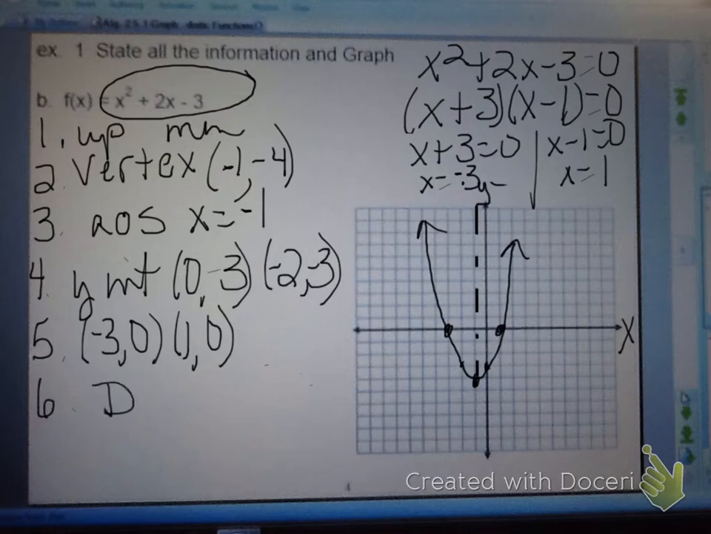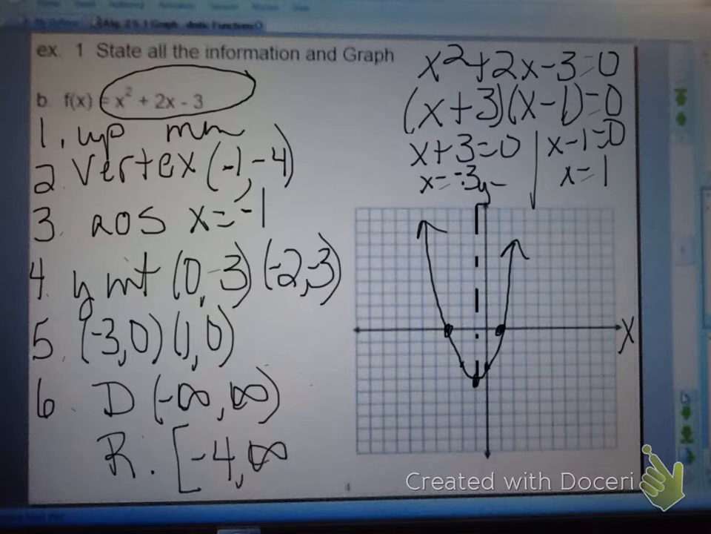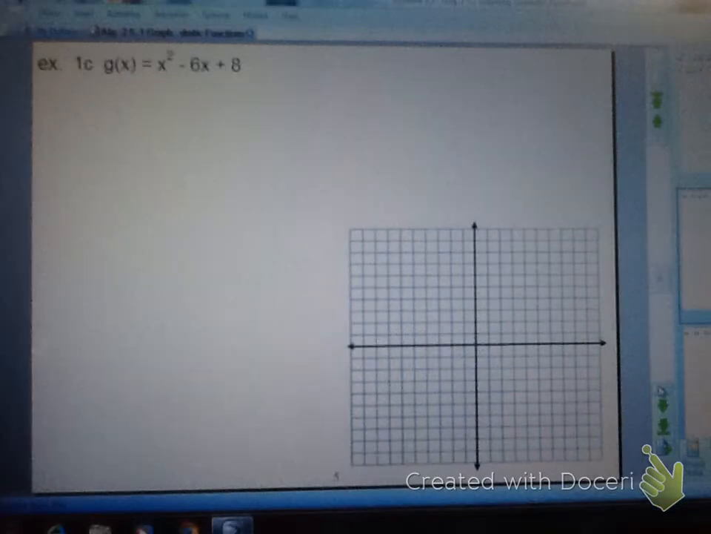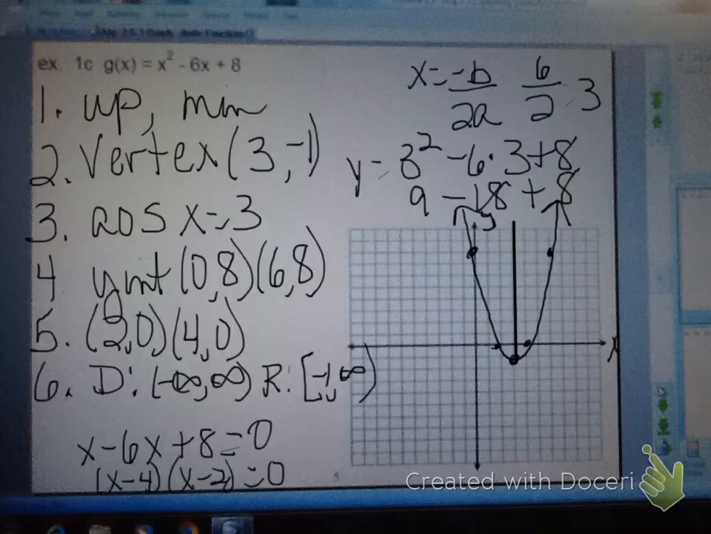The domain is all real numbers, or negative infinity to positive infinity. And the range is all the values that are above the vertex. So it's from negative 4 to positive infinity. 1C. Now you try 1C and then turn the laptop on and see if you get all of the answers that I did. Take a moment and see if you have everything that I have.